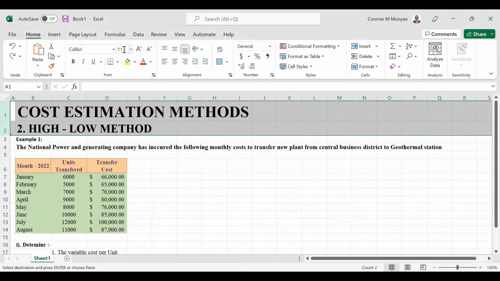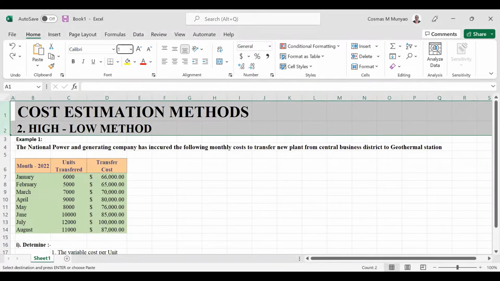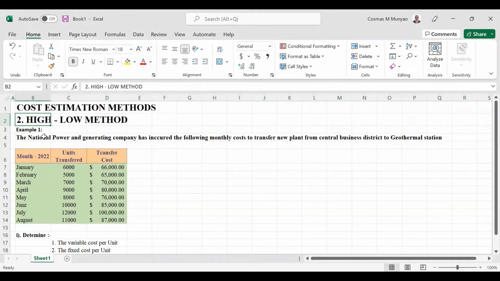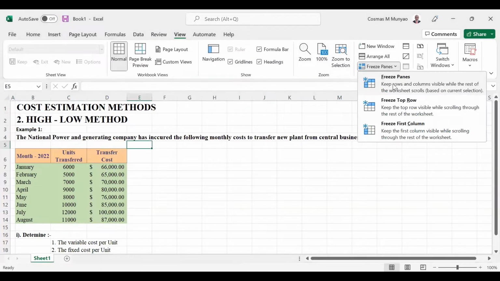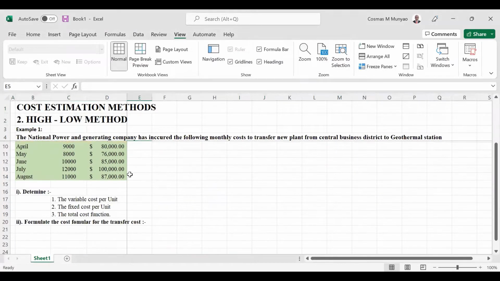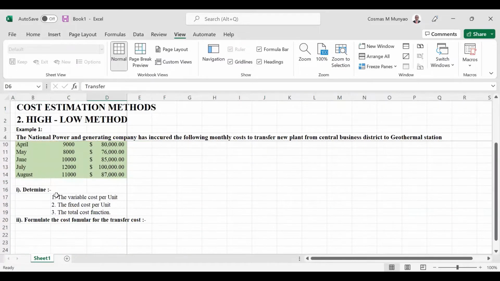I'll make this one a little bit squeezed, make it 18, and I will freeze on top this part. So go to View, Freeze Panes, Freeze. So we have frozen. We don't want the others to move. So now let us solve this question.